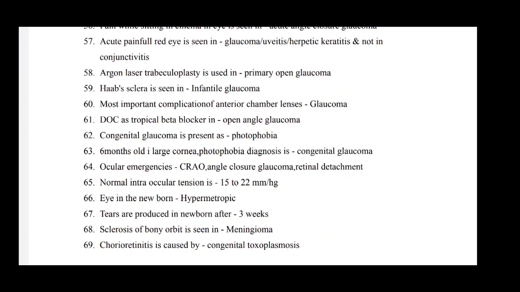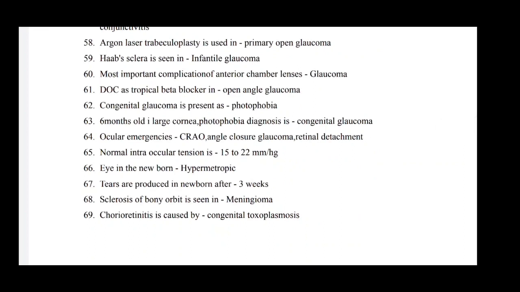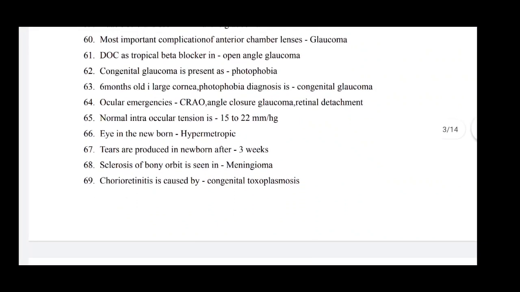Next one, drug of choice, a topical beta blocker, is in open angle glaucoma. Congenital glaucoma presents with photophobia. A 6-month-old with large cornea and photophobia, diagnosis is congenital glaucoma. Ocular emergencies are seen in arterial occlusion, angle-closure glaucoma and retinal detachment. Normal intraocular tension is 15 to 22 mmHg.